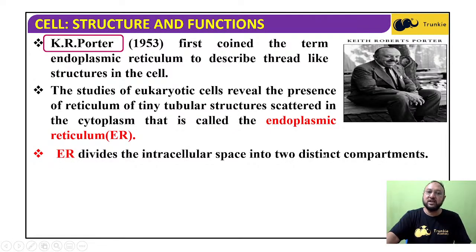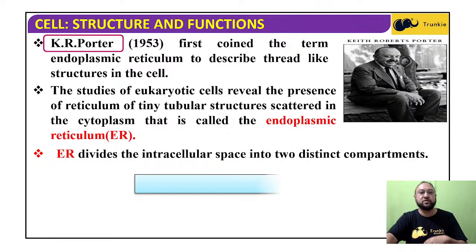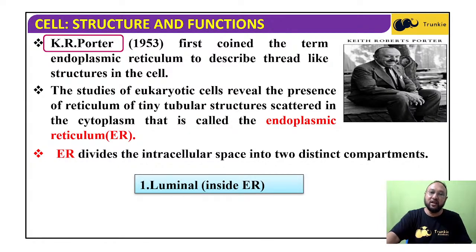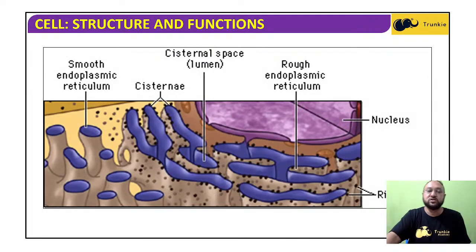Endoplasmic reticulum divides the intracellular space into two distinct compartments: the luminal, inside the ER, and the extraluminal, the cytoplasm. The compartment within the lumen of the endoplasmic reticulum is one chamber, and outside the endoplasmic reticulum, the extraluminal, that is the cytoplasm. In this way it divides the space into two compartments.